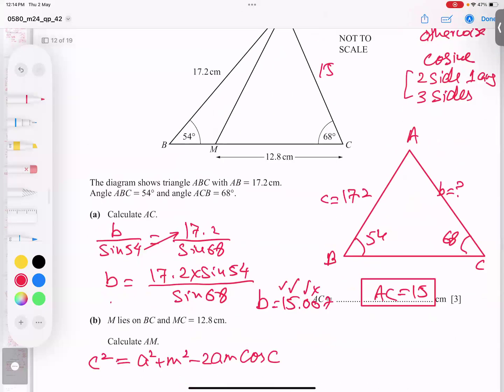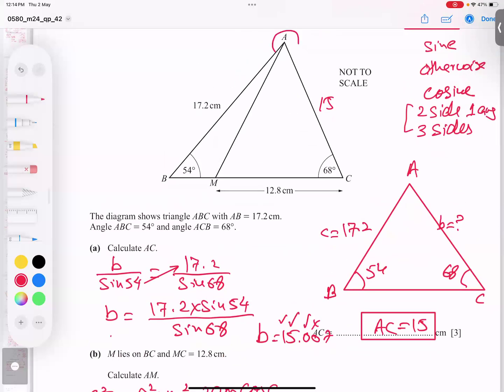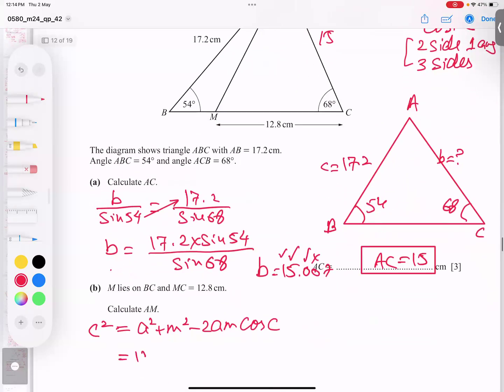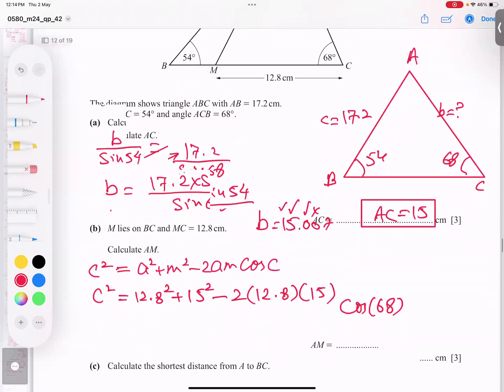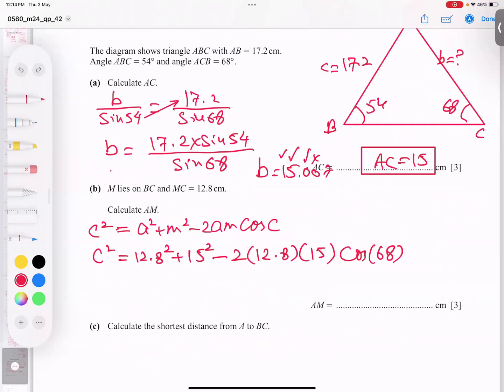Now students, I plug in the numbers. For your knowledge, in front of A this is called small a, in front of M, small m. So I plug in the numbers: 12.8 square plus 15 square, minus 2 times 12.8 into 15 into cos of 68. This kind of formula has 3 marks, so minimum you have to show 2 or 3 steps. Okay, let me type all together, and don't break this in typing in calculator.